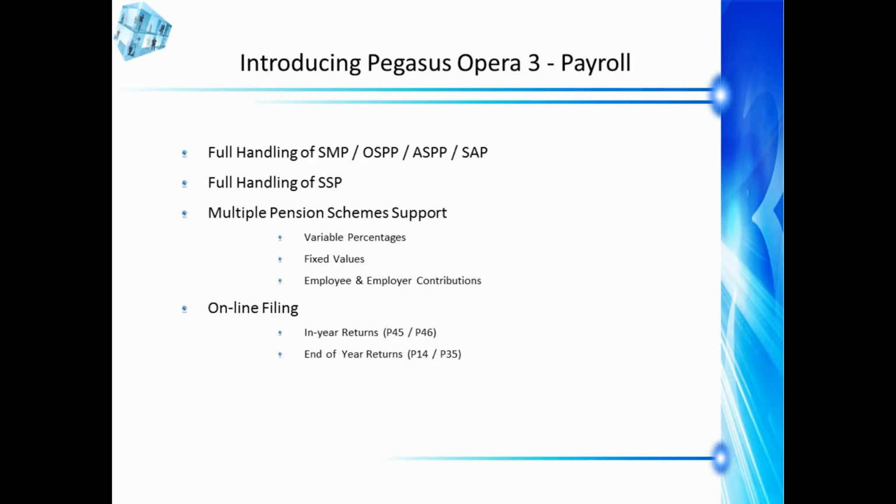The payroll also handles statutory maternity pay as well as ordinary and additional statutory paternity pay as well as statutory sick pay. The system handles multiple pension schemes. The contribution can either be by a variable percentage or by a fixed value, and you can decide whether the employee, the employer or both make contributions to those pension schemes.